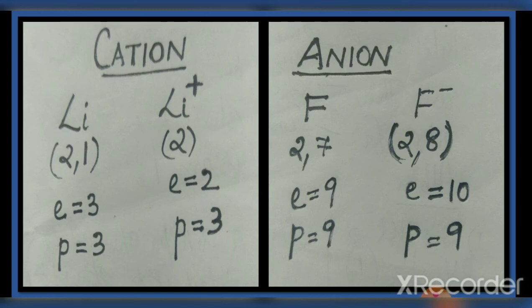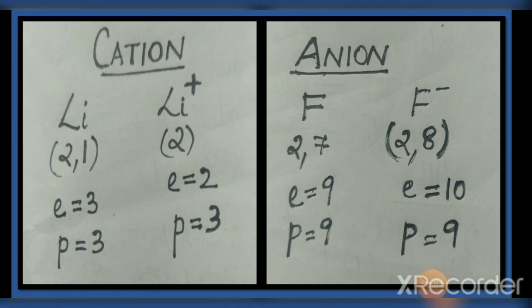Since lithium ion has fewer number of electrons compared to lithium atom, the charge experienced by the electrons will be more, and these electrons will be strongly pulled by the nucleus. Therefore, lithium ion will be smaller than lithium atom. Or in general, we can say that cations are smaller than the parent atom. It is because the cation has fewer number of electrons.